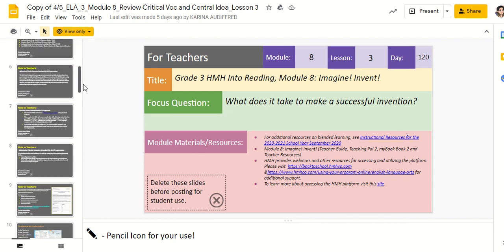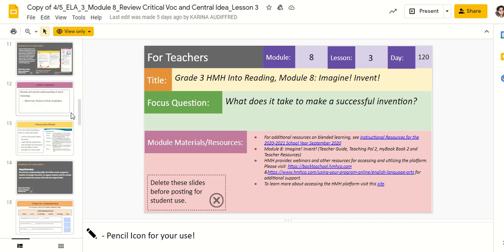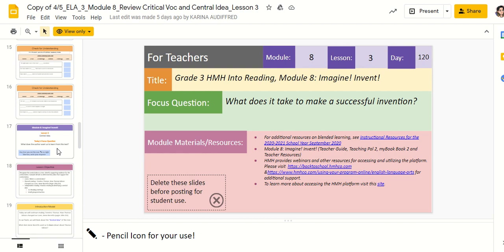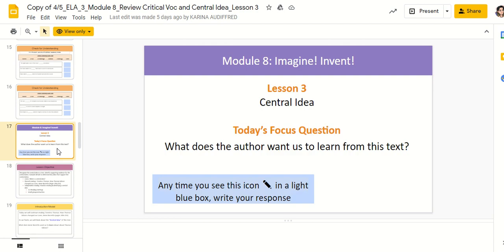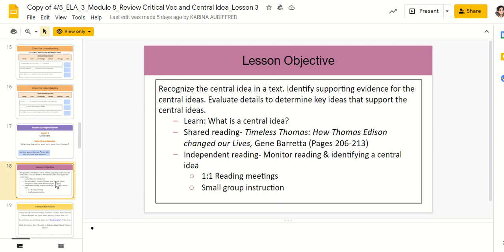So for this lesson, what we are focusing on today is something called central idea, and you've probably heard of central idea before, or sometimes it is known as the main idea. So it connects to today's focus question, which is, what does the author want us to learn from this text? So when we think of central idea or main idea, we're trying to think of the most important idea the author wants us to learn from the text.